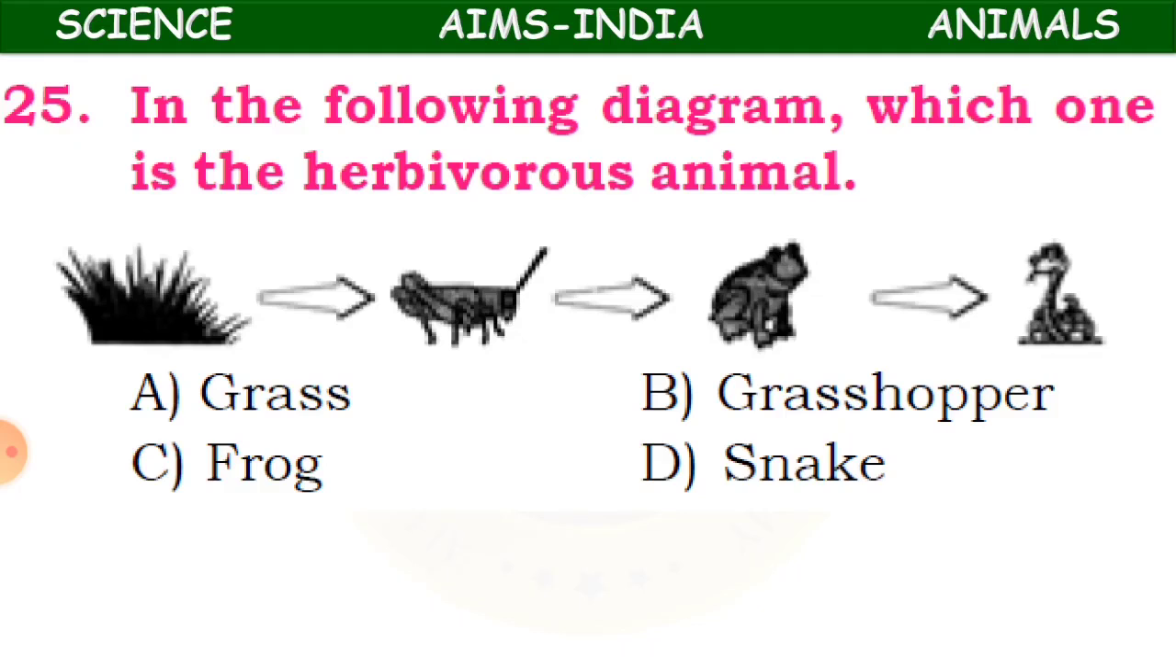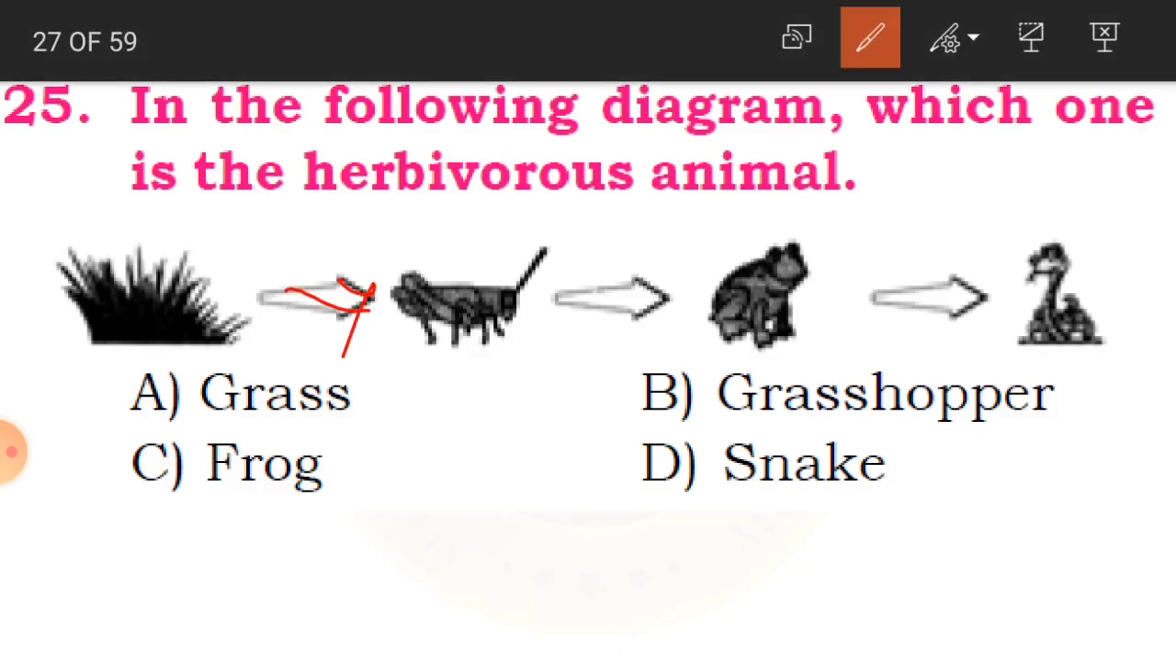Now, in the following diagram, which one is the herbivorous animal? Herbivorous. What is herbivorous, children? Only plant-eating animal. If you see here, you have got grass and then a grasshopper. Grass is eaten by the grasshopper here. Then this grasshopper is eaten by the frog and this frog is eaten by the snake. So which is the herbivorous animal? Either A, B, C or D. Yes, children?